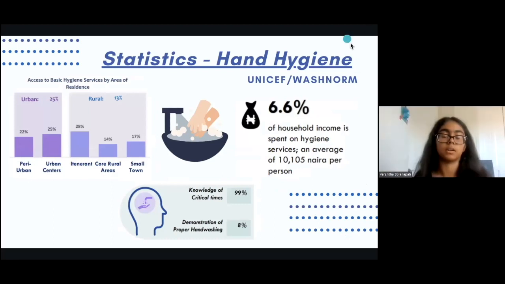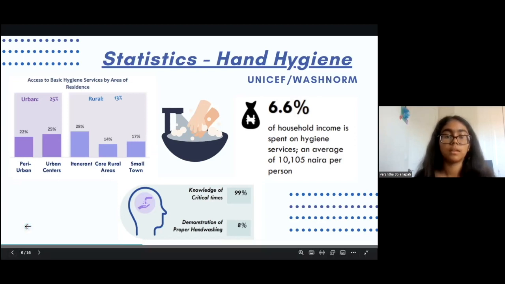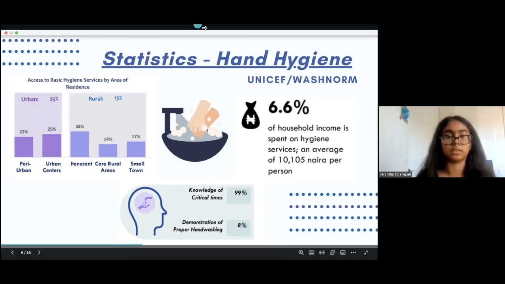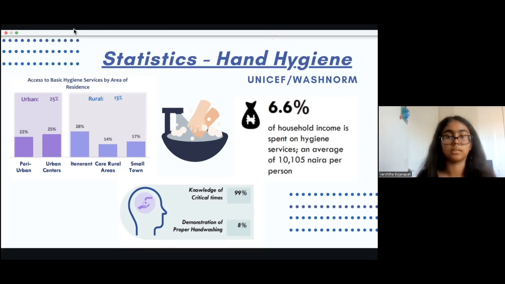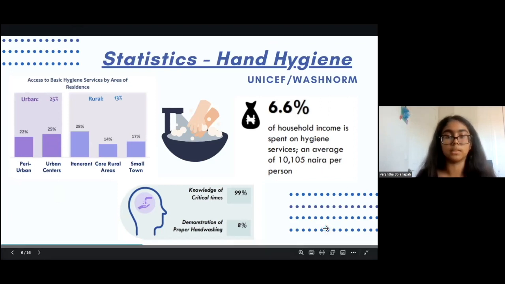We got some statistics on hand hygiene from UNICEF and WashNorm, which did research in Nigeria. Access to basic hygiene services vastly differs from rural to urban areas. In rural, it's only 13%, while in urban, it's 25%, which is why we chose to do our workshop in rural communities. Only 8% of Nigerian people know how to properly wash their hands, so that is why we are teaching them how to properly wash their hands in this workshop. And we also found out that the average cost for hand hygiene per person is 10,000 naira.